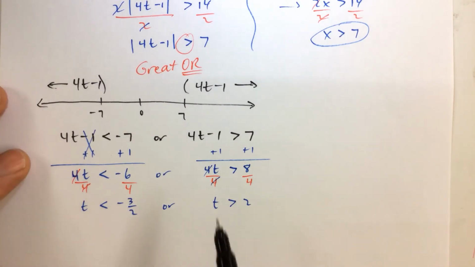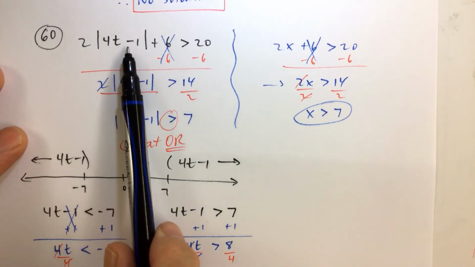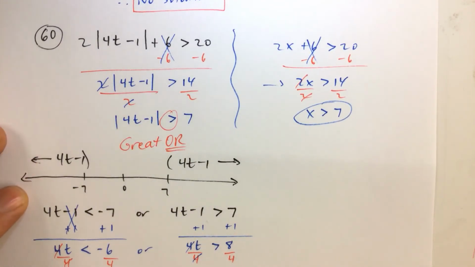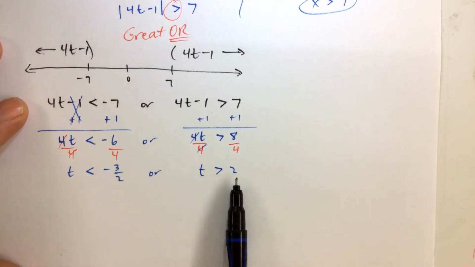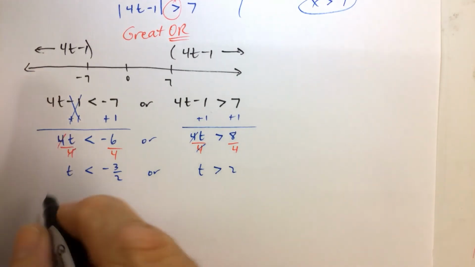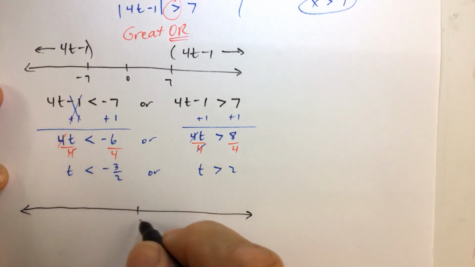So the real numbers that make the original inequality true are the real numbers that are less than negative 3/2, or the real numbers that are greater than 2. So there are plenty of numbers, in fact an infinite number of them, that are less than negative 3/2.